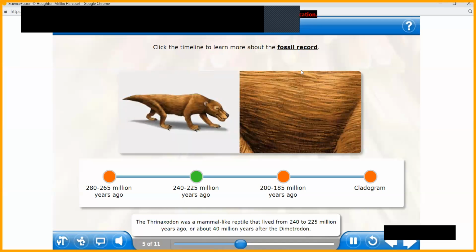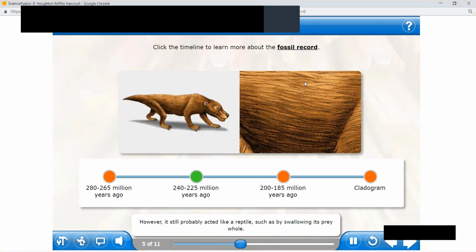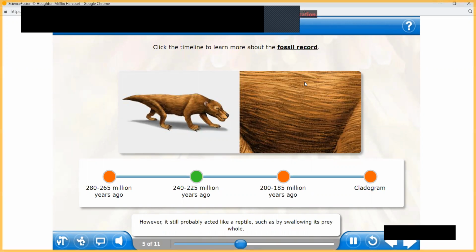The Thrinaxodon was a mammal-like reptile that lived from 240 to 225 million years ago, or about 40 million years after the Dimetrodon. Thrinaxodon no longer had a sail, but it did have fur. However, it still probably acted like a reptile, such as by swallowing its prey whole.